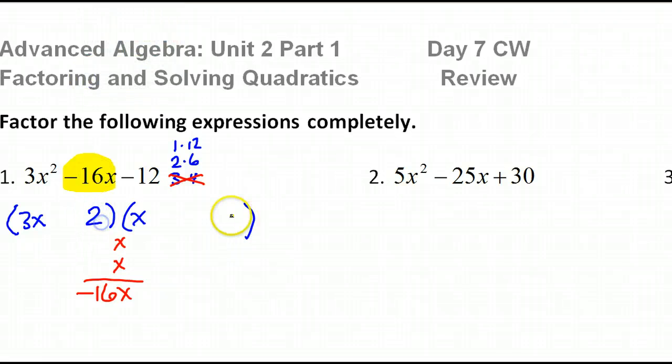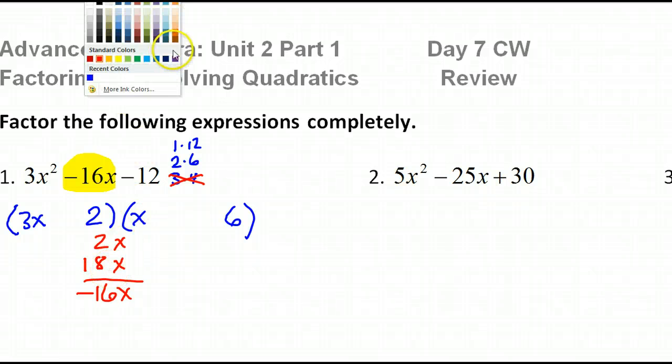Okay, so we'll try 2 here and 6 here. Again, inner plus outer has to equal the middle. Inner, I've got 2x. Outer, I've got 18x. Can I make negative 16 out of this if I pick the signs right?